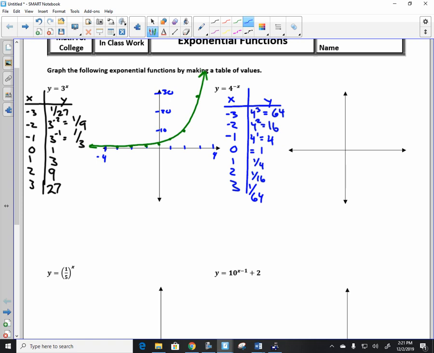Watch what happens when we plot these. I'm going to make 20, 40, 60, 80. 20, 40, 60. We got 1, 2, 3, 4. 1, 2, 3, 4. And as you plot these, I have a negative 3 and a positive 64. Negative 2 and a positive 16. Negative 1 and a positive 4. Again, I'm approximating these values. 0, 1. 1 and 1/4. 2 and 1/16. 3 and 1/64. As you notice, the values get increasingly small.